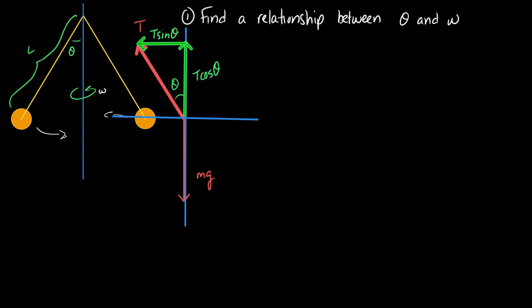All right. Net force in the y direction equals 0. So T cosine theta minus mg equals 0. So T cosine theta equals mg. How's that? Any troubles? All right.